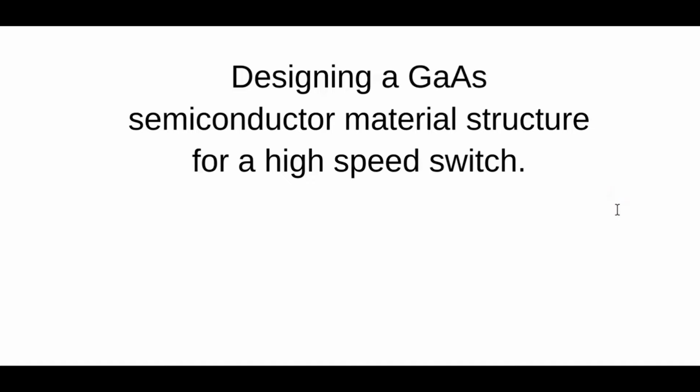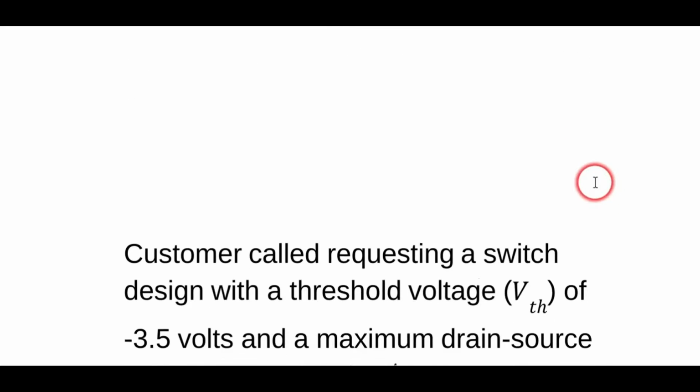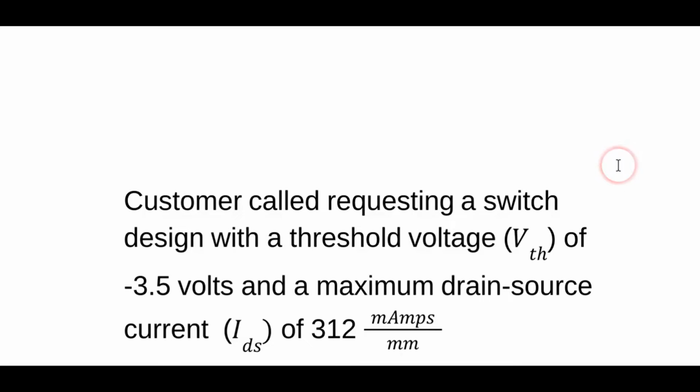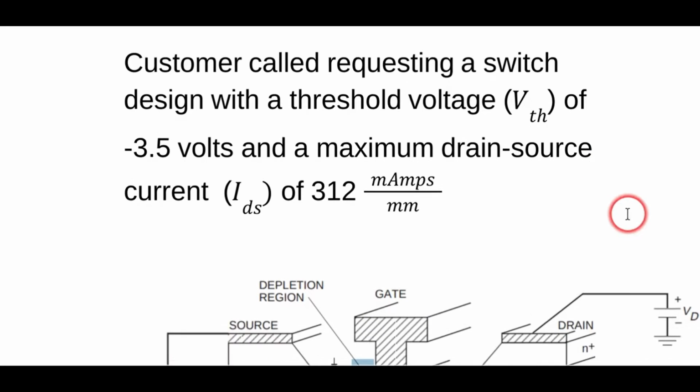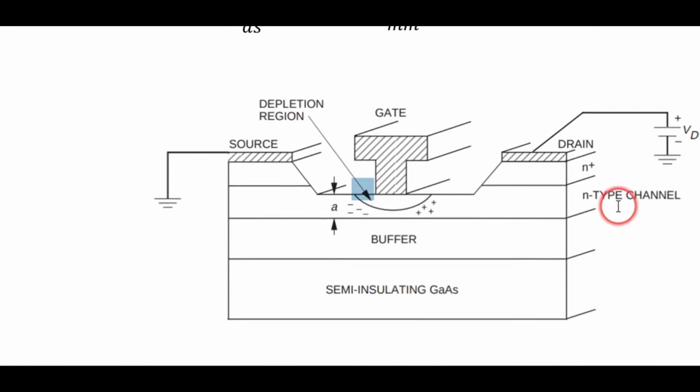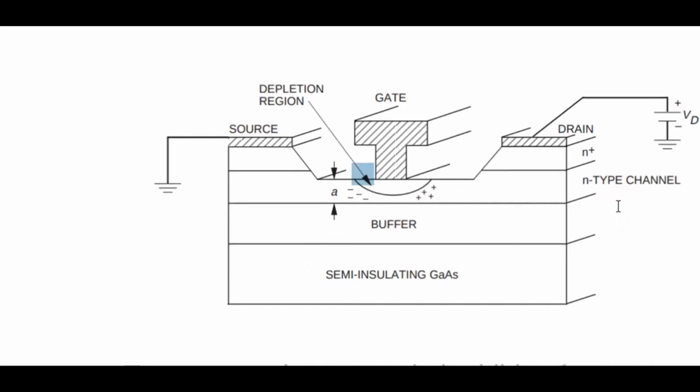And what this handwritten note says, which I don't remember, was a customer called and requested a switch design with a threshold voltage, the VTH, of minus 3.5 volts and a maximum drain source current, the IDS, of 312 milliamps per millimeter. Okay? So let's look at a drawing of what is a gallium arsenide MESFET. So it is a metal semiconductor field effect transistor.